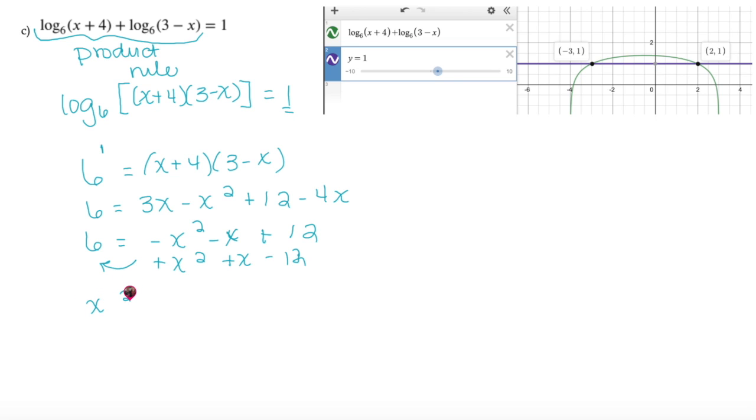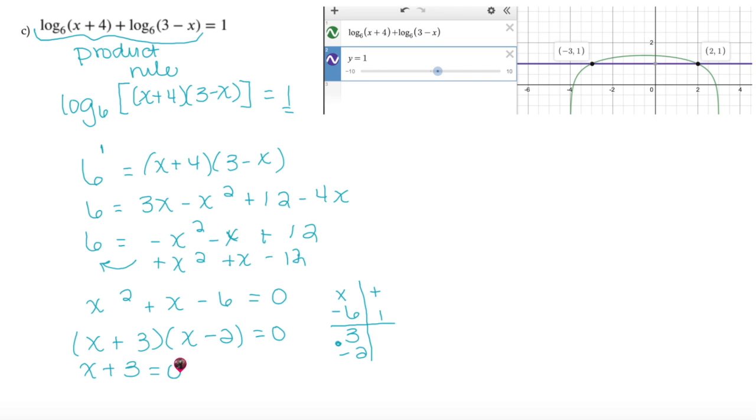I'll now have positive x squared plus x minus 6 equals 0. We could now factor, so what multiplies to negative 6 but adds to positive 1? Let's see here, 3 times negative 2, since 3 times negative 2 is negative 6 and 3 minus 2 is positive 1. So (x plus 3)(x minus 2) is 0. Setting both pieces equal to 0 and solving, x is then equal to negative 3 and positive 2.